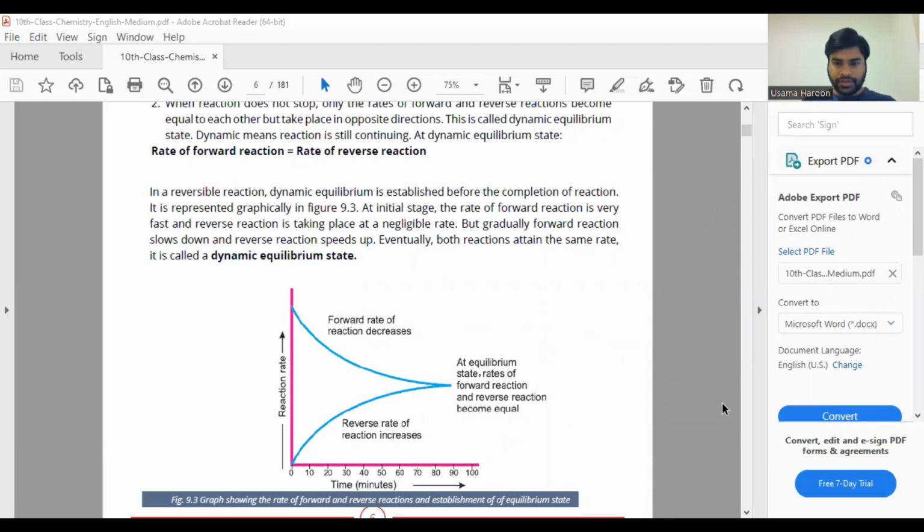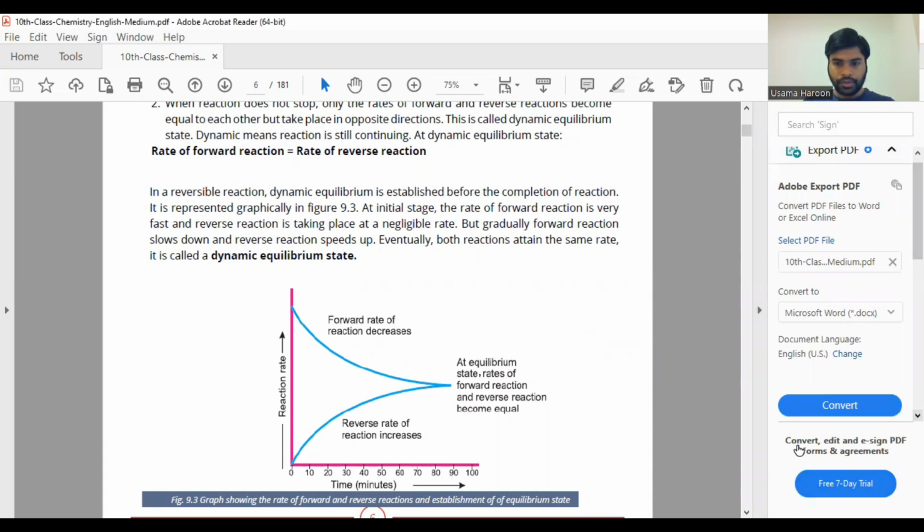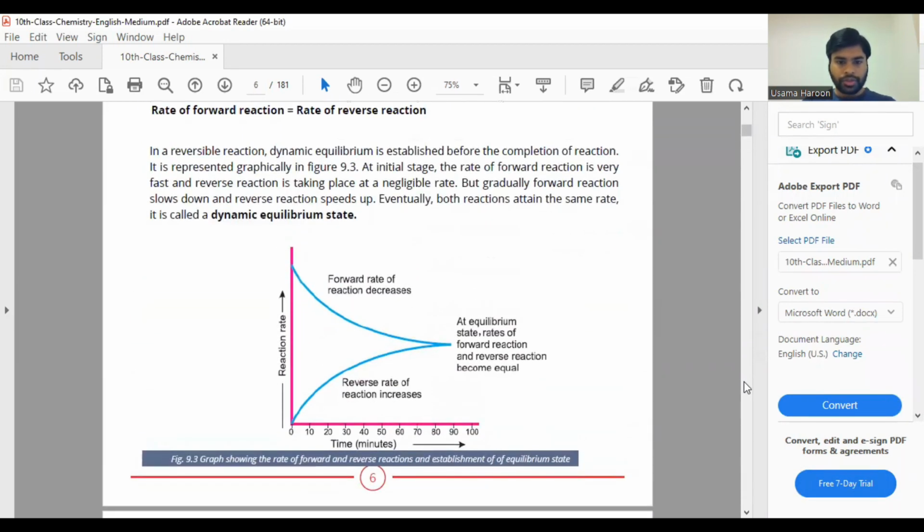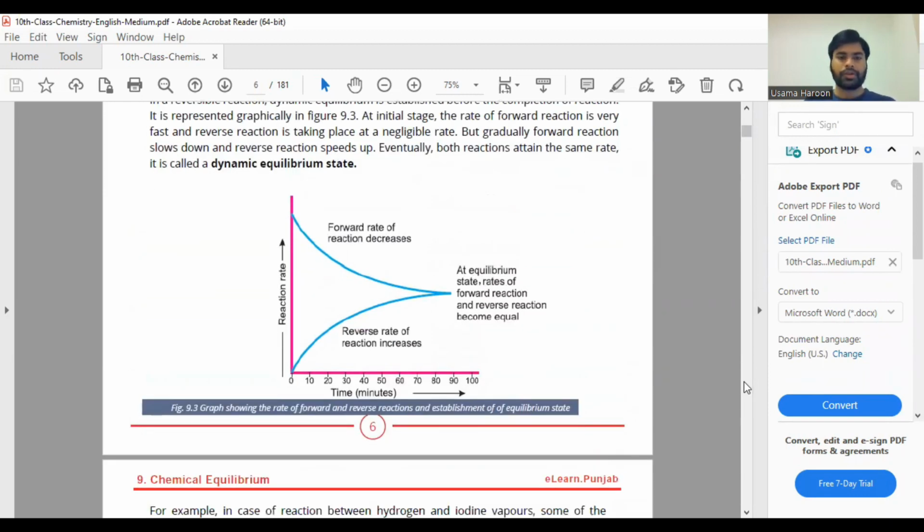This graph is basically drawn between the two variables, that is the rate of the reaction, which is drawn on the y-axis, as you can see from the picture, and on the x-axis, it has taken time. So what this graph shows is the variation between the rate of forward reaction and the rate of reverse reaction.